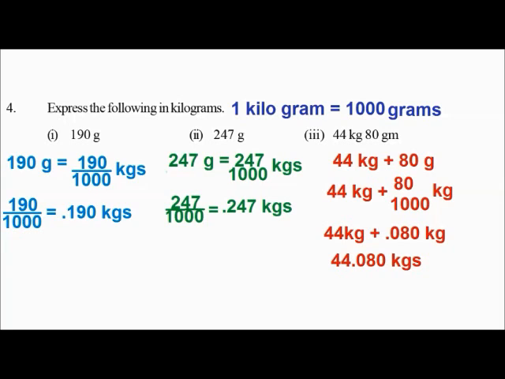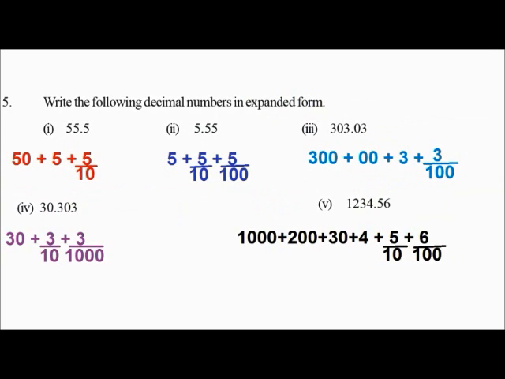And some other problems. Now decimal numbers in expanded form. 55.5 can be written as 50 plus 5 plus 5 by 10. And 303.03 can be written as 300 in the 100s place, in the 10s place it is 0, in the 1s place it is 3, and again in the 100th place it is 3 by 100. That becomes 300 plus 0 plus 3 plus 3 by 100.